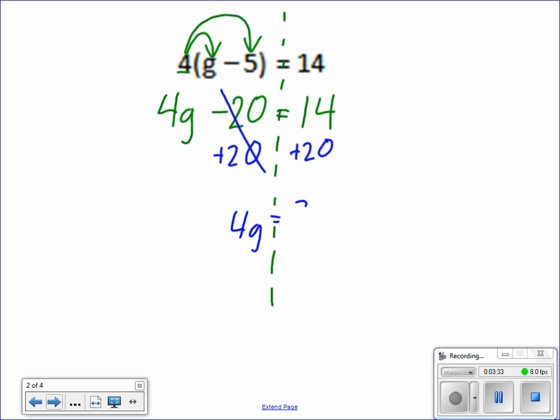4g equals 34. Now, I have 4 times g, get rid of the 4, divide by 4. That's new, so I got to make sure I do it to the other side. 34 divided by 4, you could find that out, right? 8.5, or you could just leave it as an improper fraction. You can leave it as an improper fraction, because it makes it easy to plug it back in.